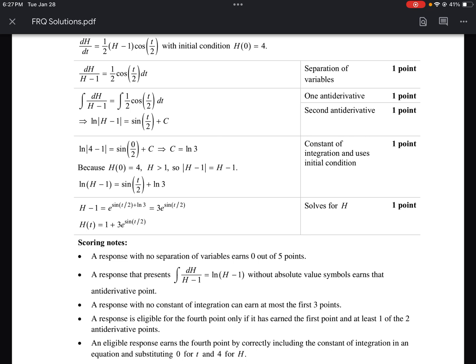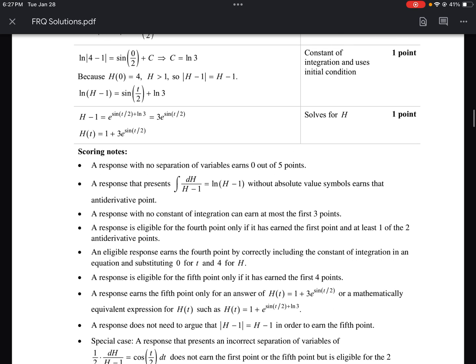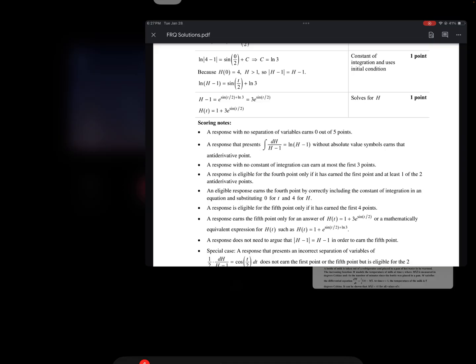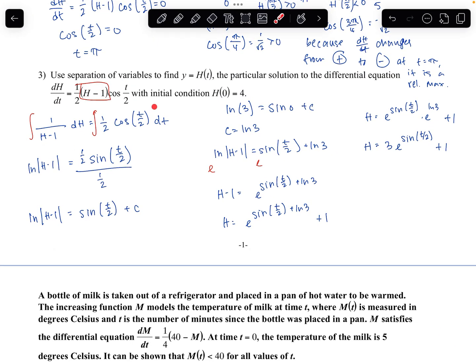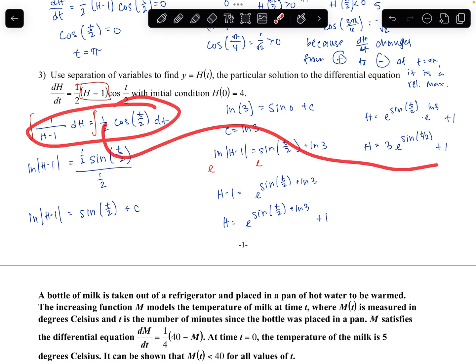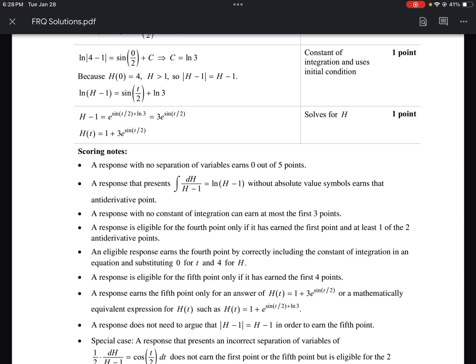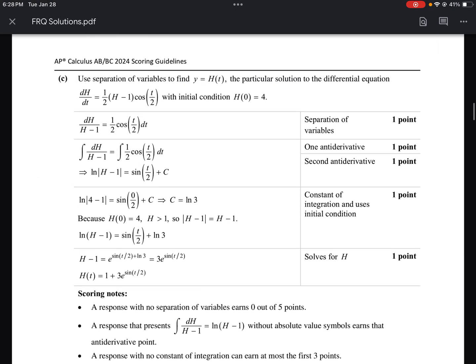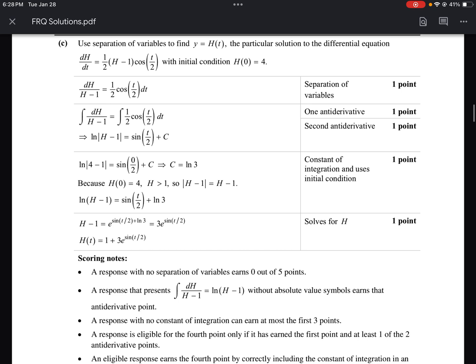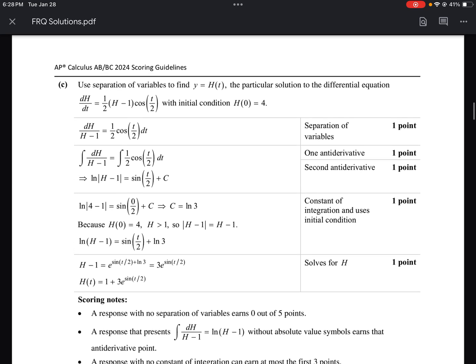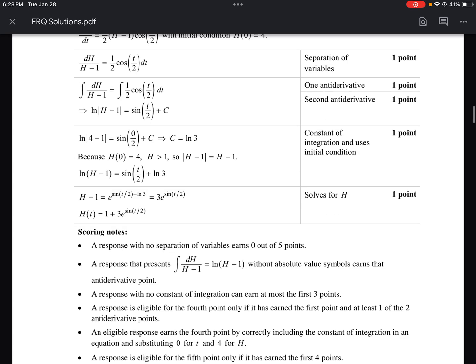But let me explain the grading here. A response with no separation of variables earns 0 out of the 5 points. Not even doing this first part right here, no matter what you do, 0 points out of the 5. So that's going to be, yep, separation of variables. The second point comes from one antiderivative, and the third point comes from the second antiderivative. You can kind of see that on the left side here. And so let's see what they say.